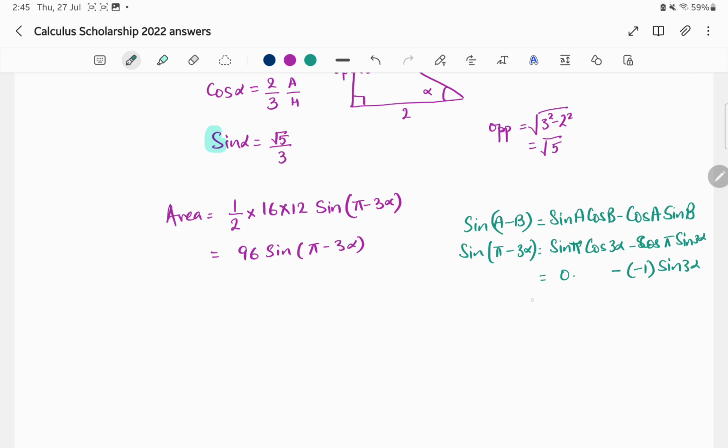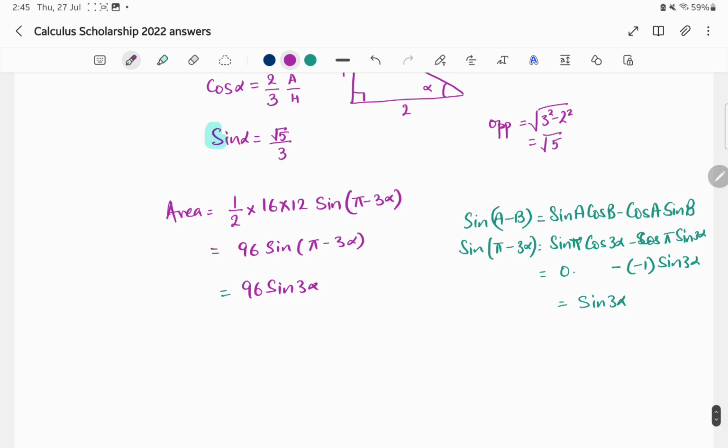So that's going to give me s equals sine 3 alpha, so this is going to be equal to 96 sine 3 alpha. Now we do not have the value of 3 alpha. And one very important thing is you cannot multiply this by 3 and get 3 alpha. You cannot. Do not do that.